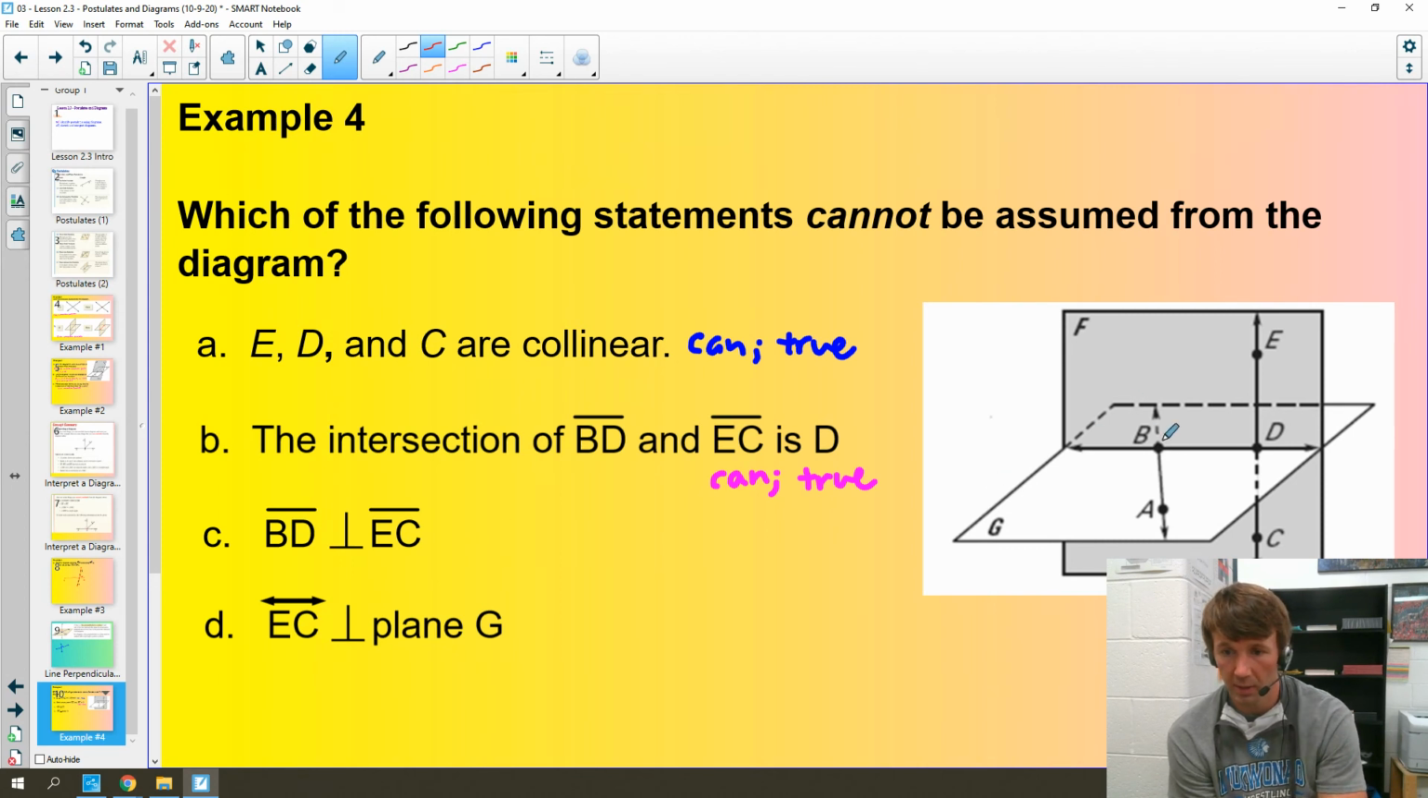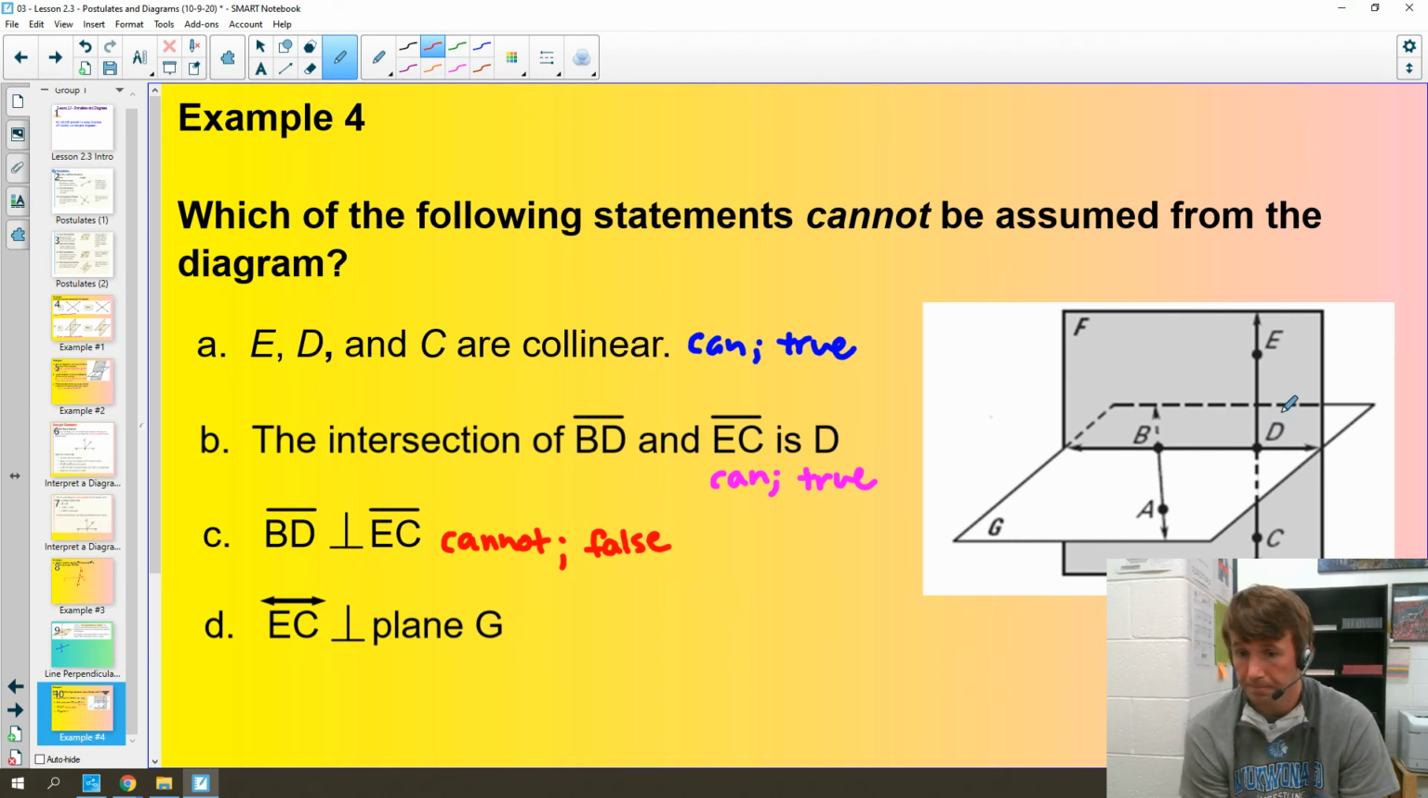So let's take a look. It's asking, is BD perpendicular to EC, those two segments we just talked about? Gosh, they sure look like it, right? It looks like a 90-degree angle, a right angle, but without that marking in one of these four corners, I can't make that conclusion. So we definitely cannot assume that. It's not necessarily false, so I don't want to say that's false. It totally could be true, but we definitely cannot assume it.